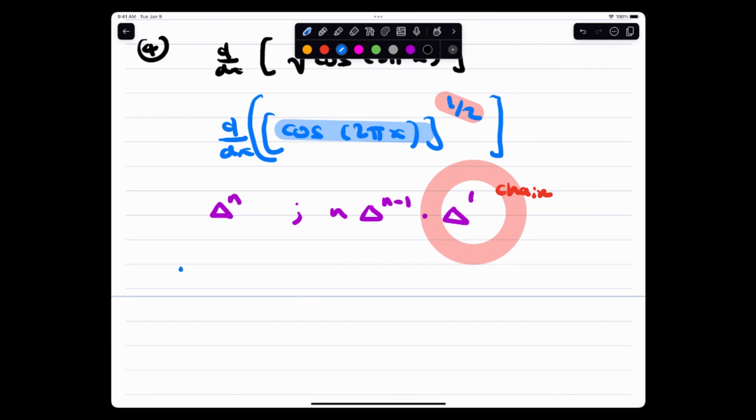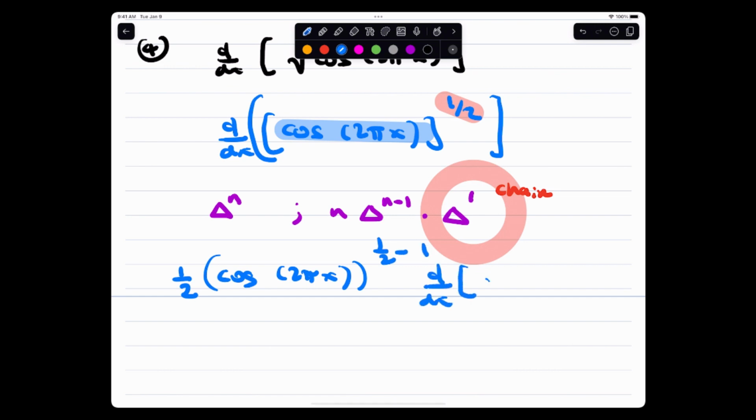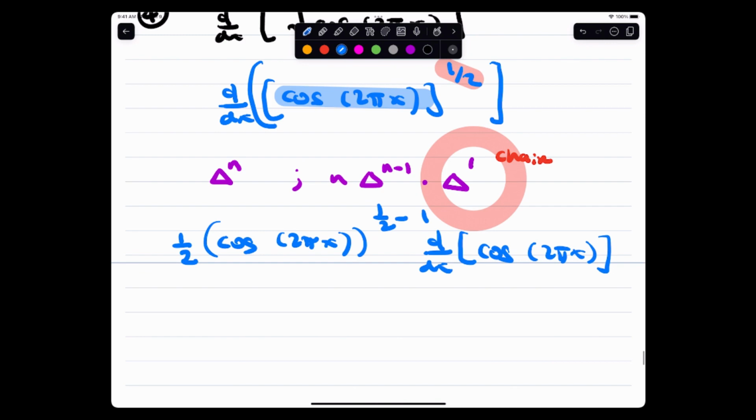That's 1/2 again, cosine 2 pi x to what power again? 1/2 minus 1. Don't forget your chain. And that's cosine 2 pi what? x. You've got to take that derivative. So here is the chain, ladies and gentlemen.